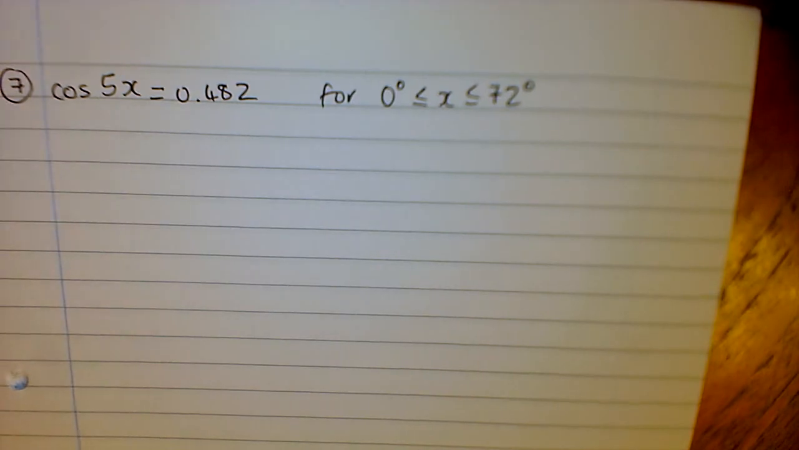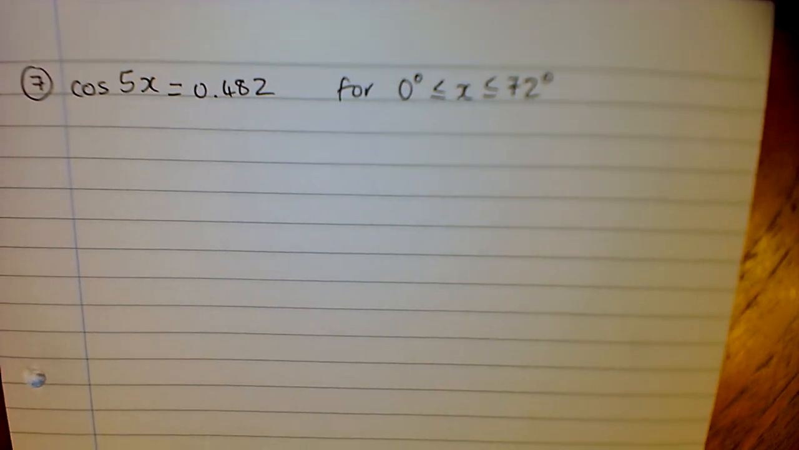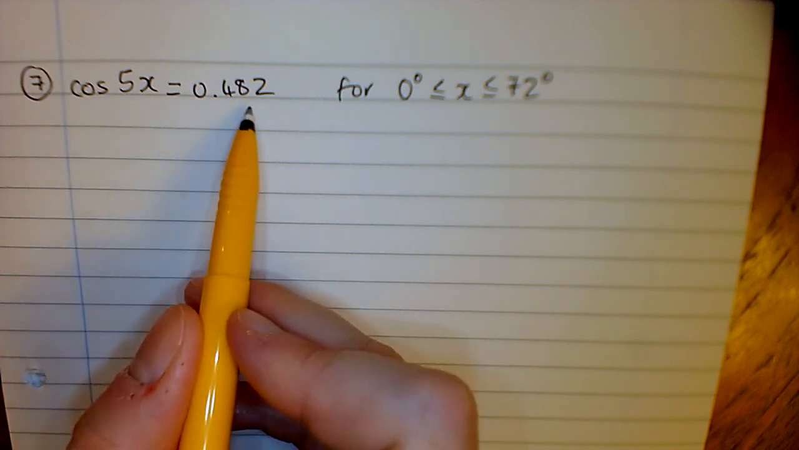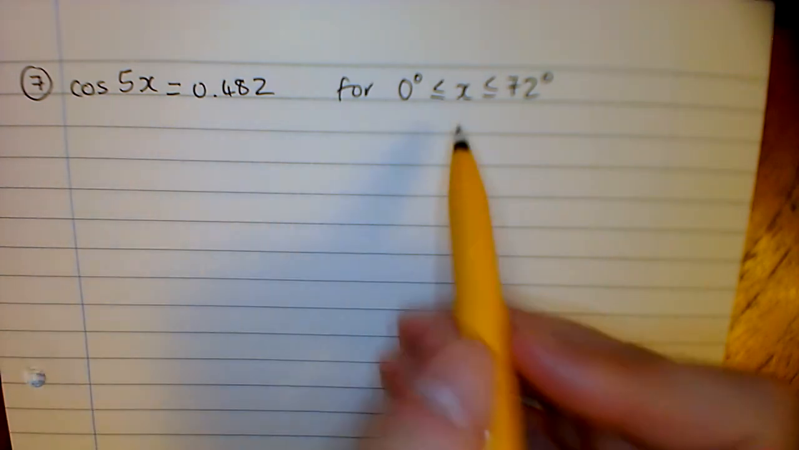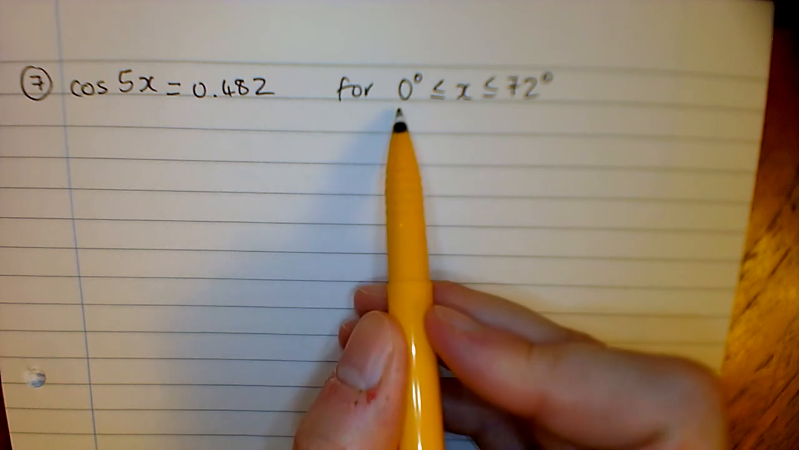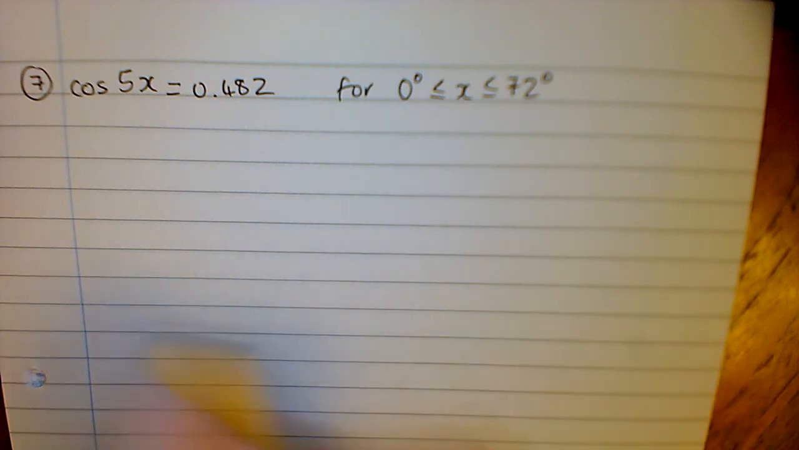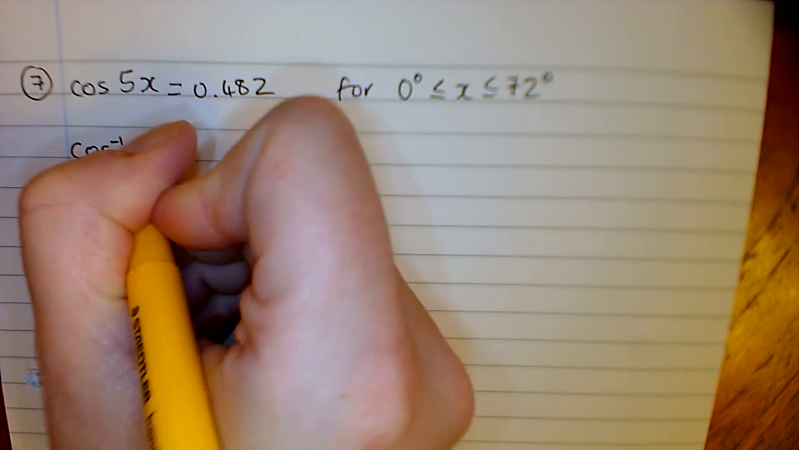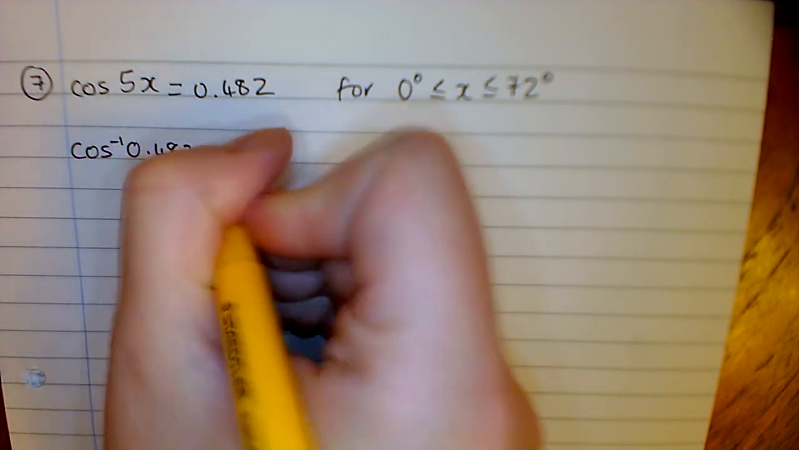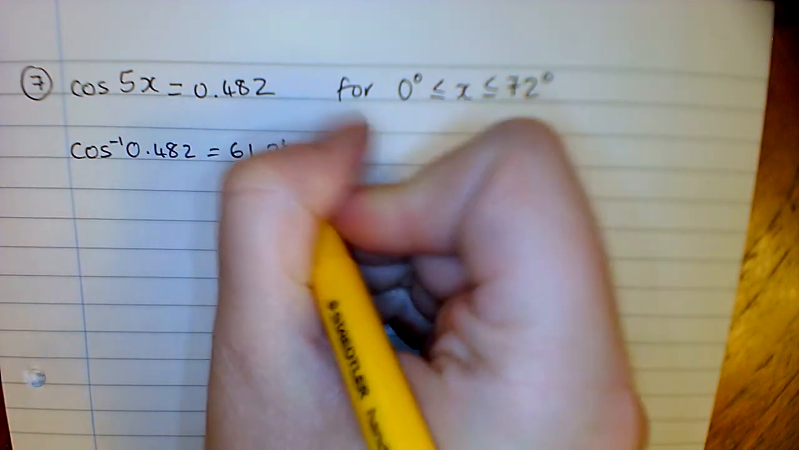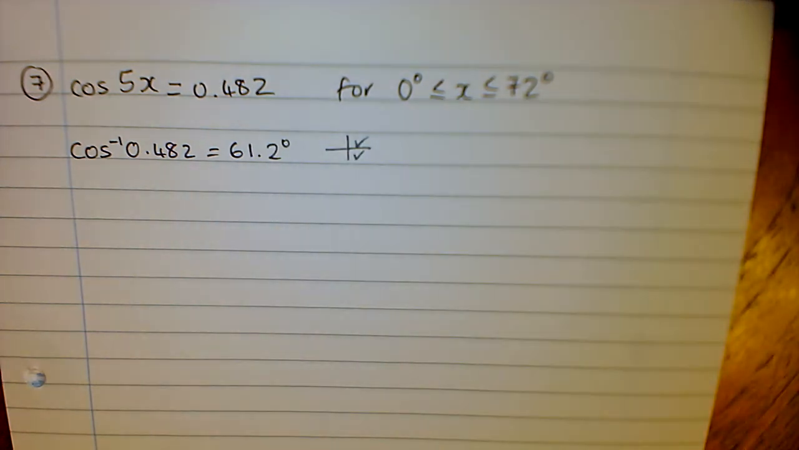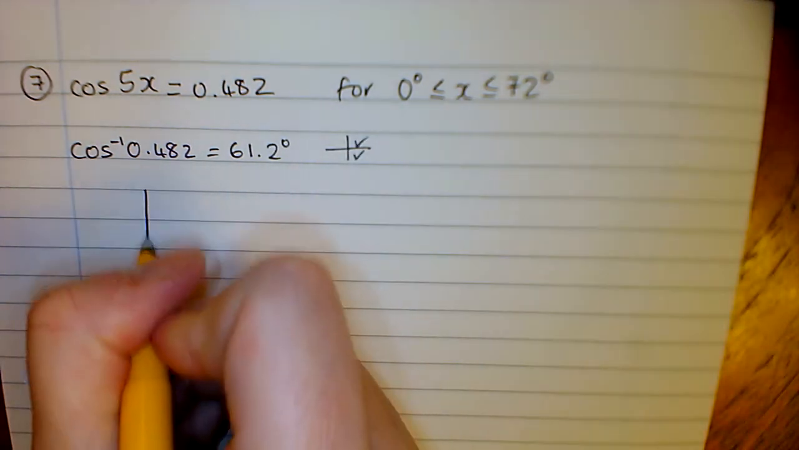Okay, and our last set of these are slightly more complicated. So you can see now we've got cos 5x equals 0.482, and our final x values have to be between 0 and 72. So let's start it the same way. Inverse cos of 0.482 gives us 61.2. It's cos and it's positive, so it's in there.